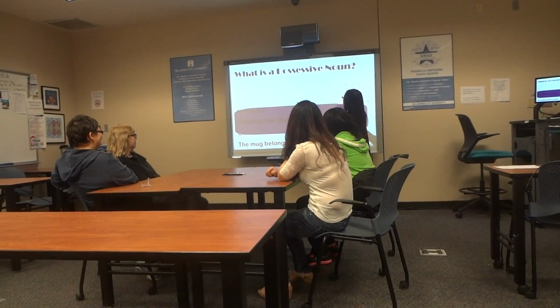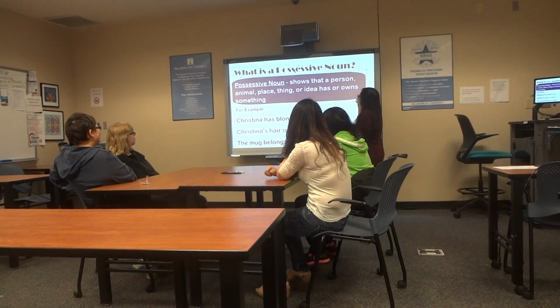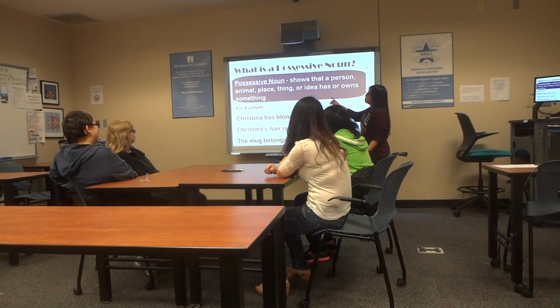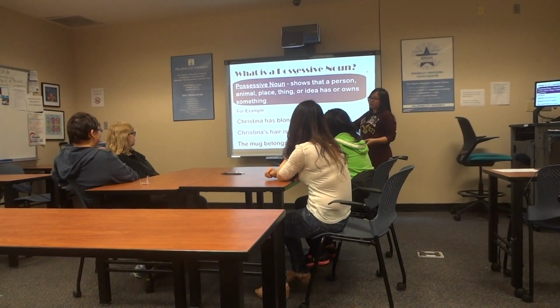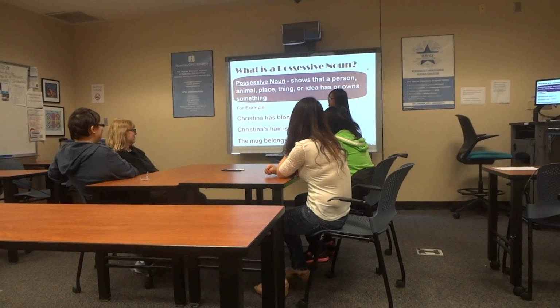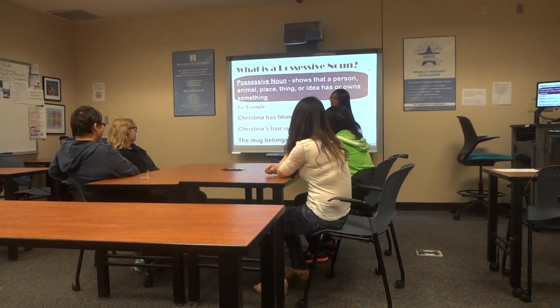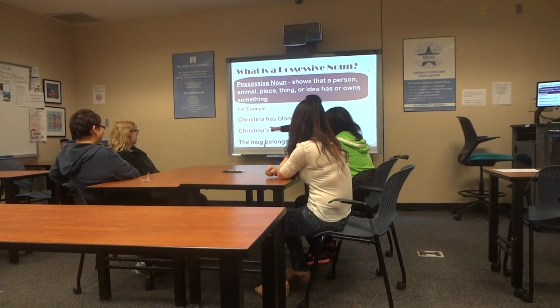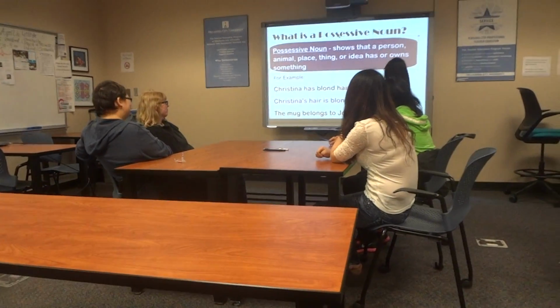So basically, a possessive noun shows that a person, animal, place, thing, or idea has or owns something. So for example, you can say Christina has blonde hair, but using a possessive noun, you could also rewrite the sentence, Christina's hair is blonde. So this would be the possessive noun because Christina is the one that has the blonde hair.